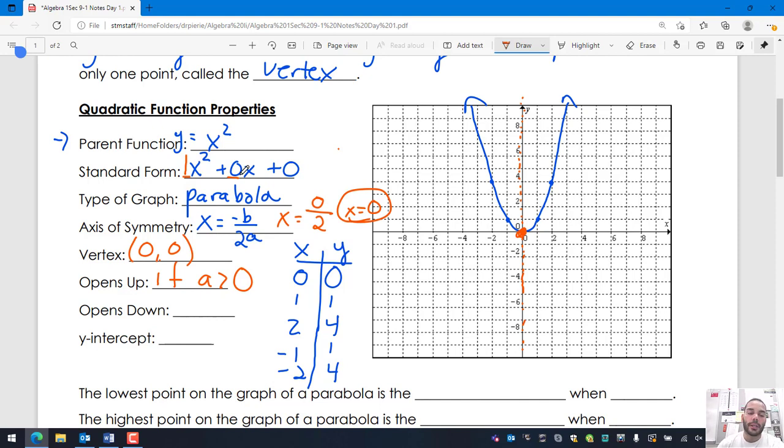It's going to be a frowny if it's the exact opposite. If a is less than 0. Okay, in this case, it would be a parabola that's opening downward.